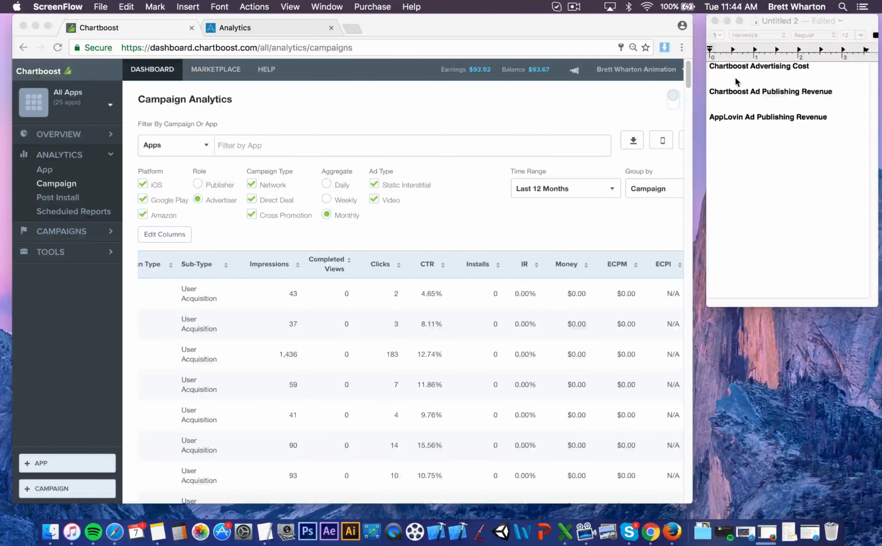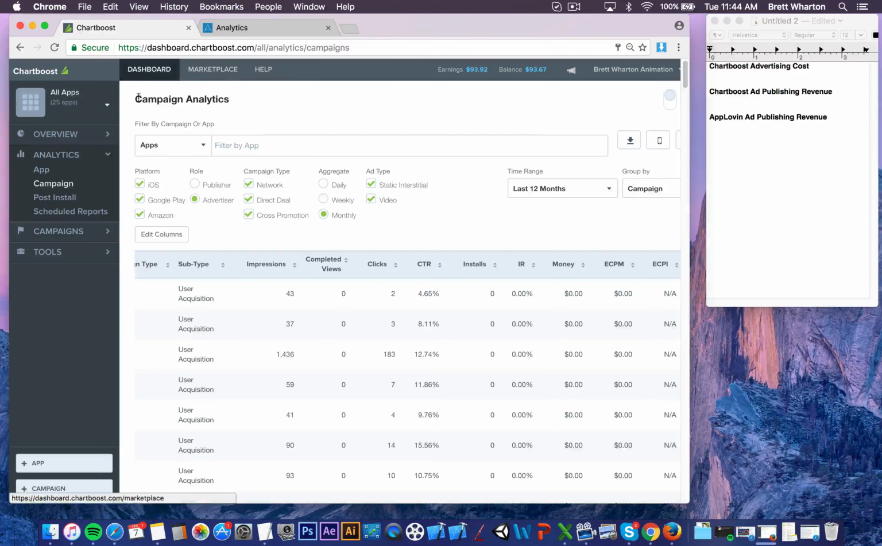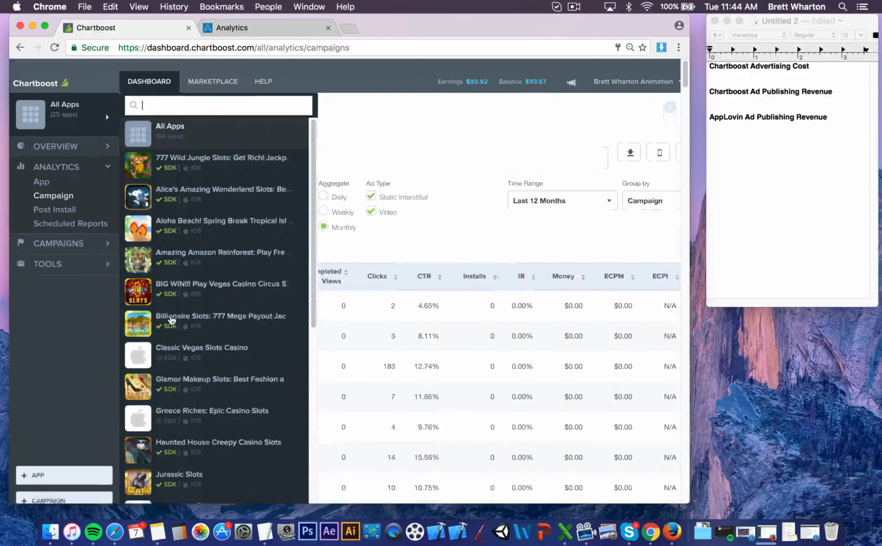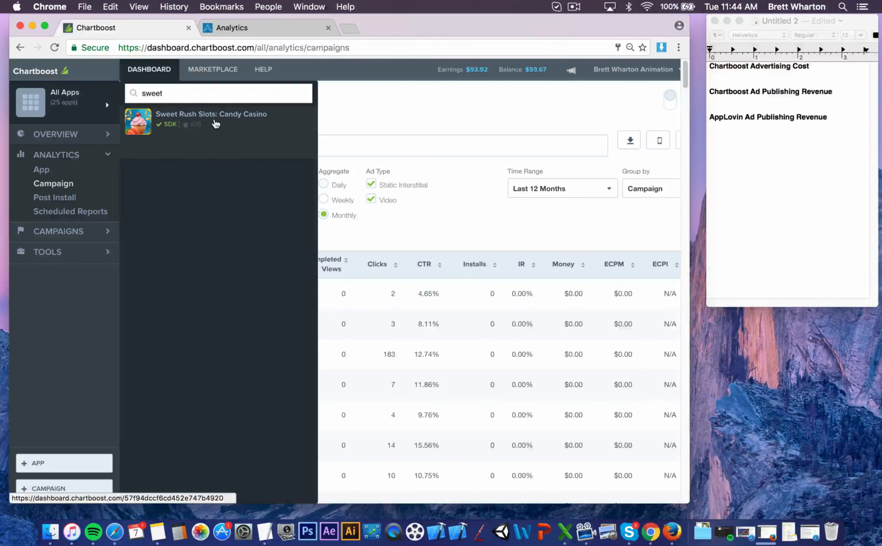Hi, this is a walkthrough of my costs and revenue for Sweet Rush slots and my slot portfolio in general. So my slot portfolio consists of 25 slot games, including Sweet Rush slots.